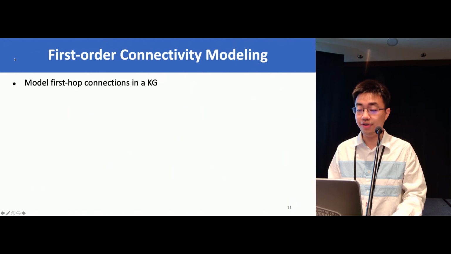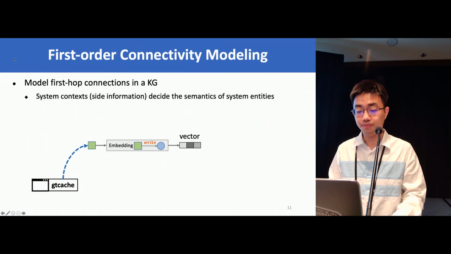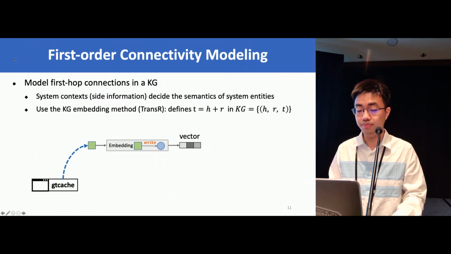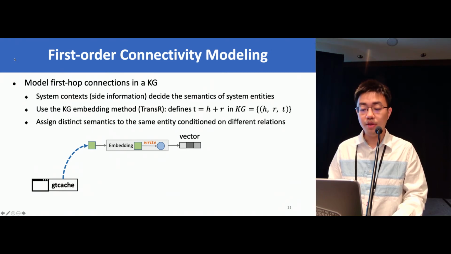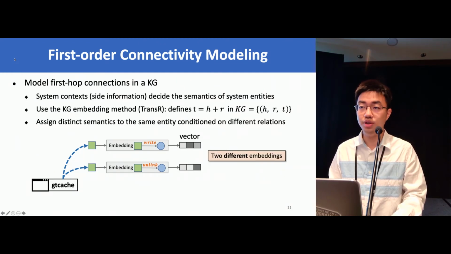By modeling first-hop connections or first-order connectivity in a knowledge graph, we aim to map system entities into a vector space to preserve their semantics. Our intuition is to use the system context to decide the semantics of system entities. To do so, we use a knowledge graph embedding method, TransR. At its core is to use head plus relation to define tail in knowledge graph triples. It's worth mentioning that TransR will assign distinct semantics to individual system entities conditioned on different relations. For example, if this GT cache is used in the write and unlink relation contexts, it will be given two different embeddings, which indicates different semantics.